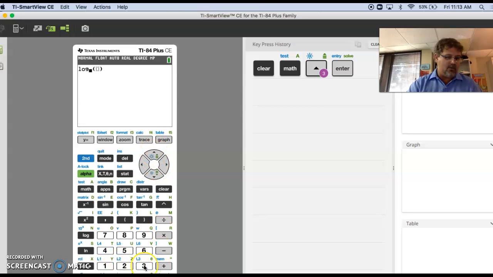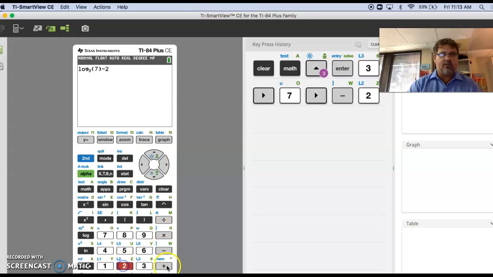Log base 3 of 7. And we want to subtract 2. So this will give us an approximation. All right, there's our approximate answer.